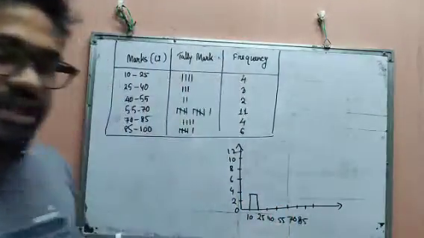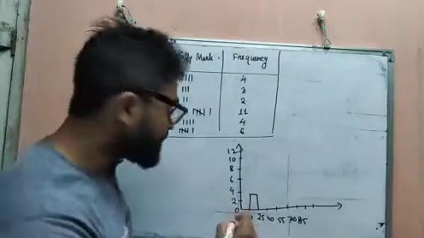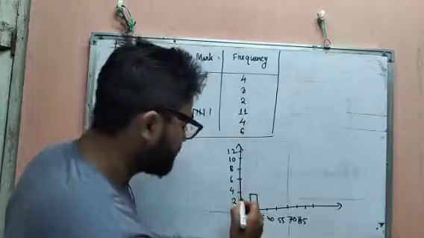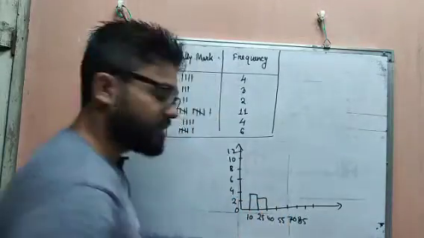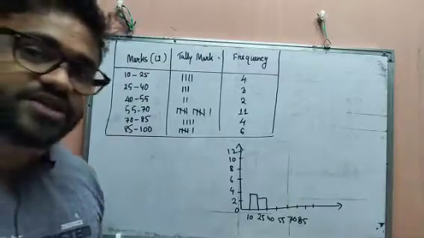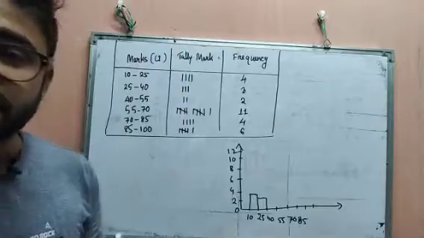Okay. Then after that, 25 to 40, there is 3. So 3 will come between 2 and 4, in the midpoint. So you have to see like that. You will get this. Okay. As I am not using scale, it will be bent, but you have to use the scale.